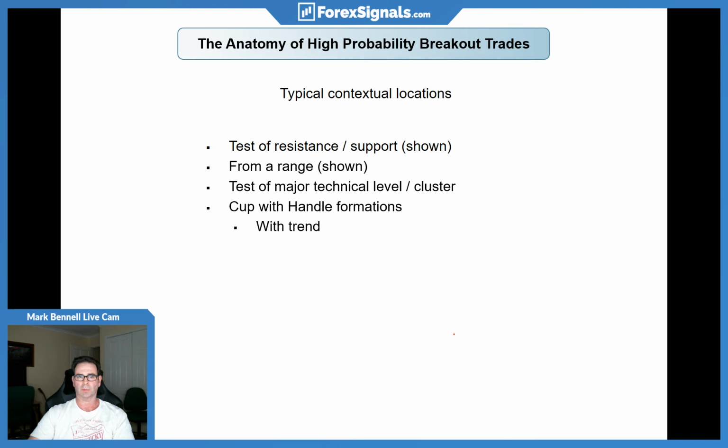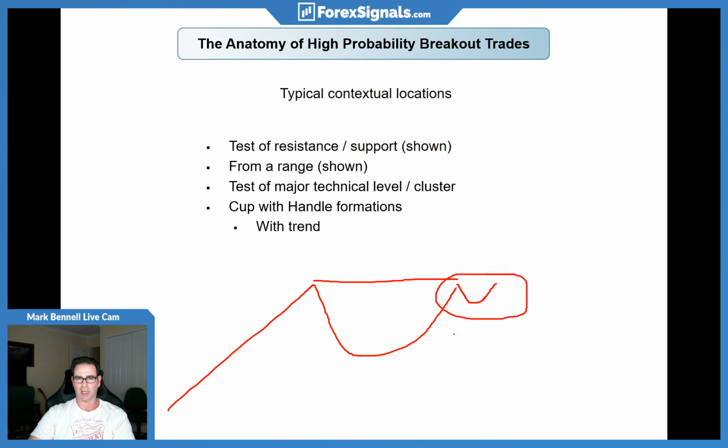Where else? Classic cup with handle. All right? We all know those and like those. So the classic cup with handle. Price pulls up, retests. We get the handle coming here. Well, what's the handle basically? It's accumulation, isn't it? It's testing. It's not selling off hard, so it's actually soaking up supply. So, with trend. Cup with handles.